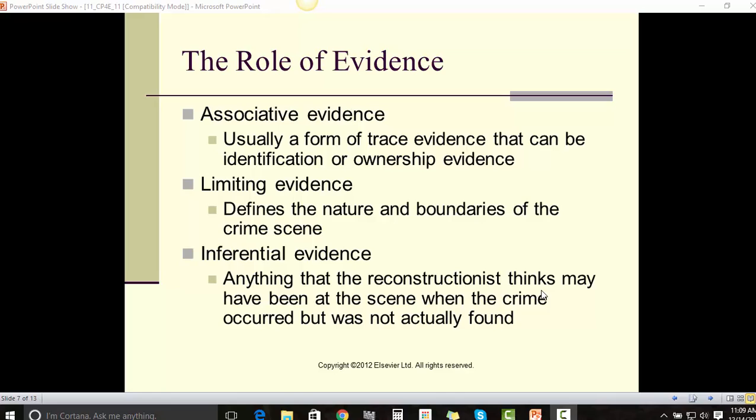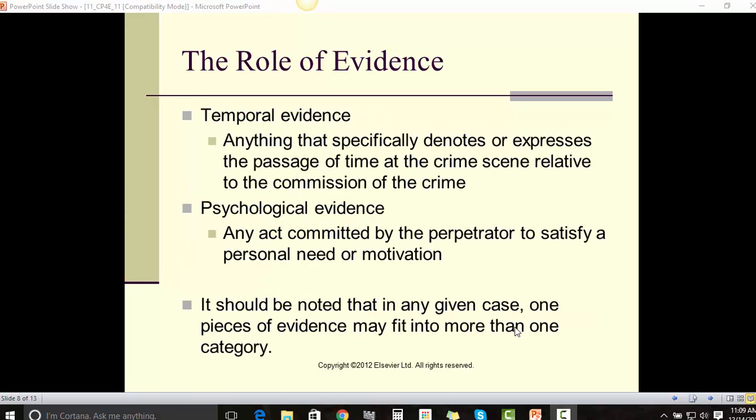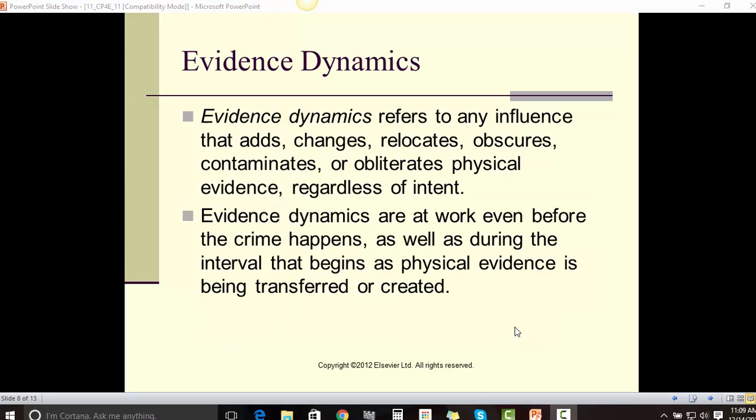Inferential evidence: anything that the reconstructionist thinks may have been at the scene when the crime occurred but was not actually found. Temporal evidence: anything that specifically denotes or expresses the passage of time at the crime scene relative to the commission of the crime. Psychological evidence: any act committed by the perpetrator to satisfy a personal need or motivation. It should be noted that in any given case, one piece of evidence may fit into more than one of the above stated categories.